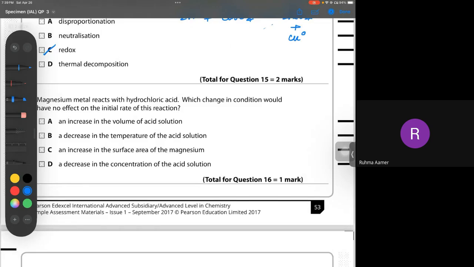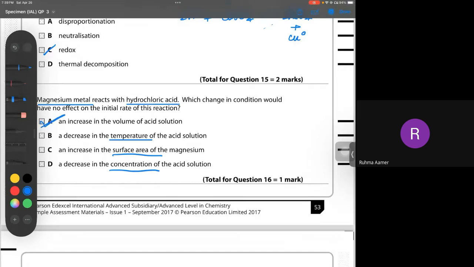Magnesium metal reacts with hydrochloric acid. Which change in condition would have no effect on the initial rate of this reaction? Increase in the volume of acid solution. Remember, we have different factors on which the rate depends. Of course, magnesium is a solid and it reacts with hydrochloric acid. Temperature is directly proportional to the rate, surface area is directly proportional to the rate, concentration is directly proportional to the rate. So of course the answer is A.